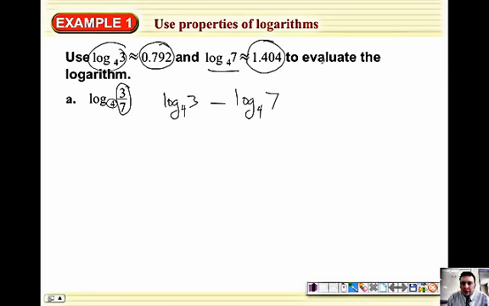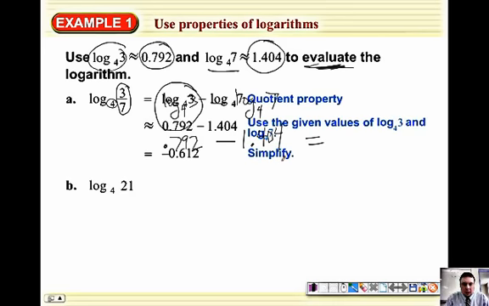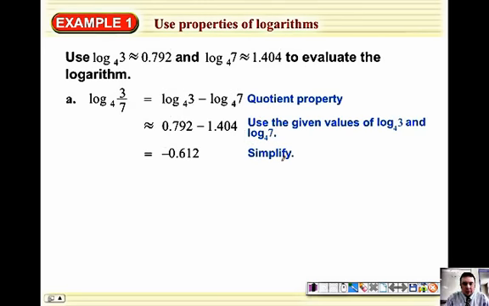Now, actually it says to evaluate, meaning find the answer to this. It didn't just say split it up, it wants the answer. So, do you know log base 4 of 3? Yes, it's right here, 0.792, so replace it, 0.792 minus log base 4 of 7, which is right there, 1.404. Then all you have to do is type those two numbers in your calculator, hit enter, you're done. Okay, so the answer will be right there. Negative 0.612.